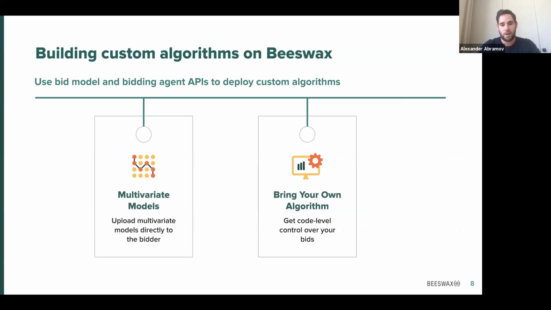So multivariate models, or bid models, was an API that we built for clients that have data science resources, right? They understand how to house data, how to process it, how to analyze it, how to deploy statistical learning methods on top of them to create custom algorithms, but they don't necessarily have the engineering resources to place that custom algorithm in a server somewhere in AWS, plug it in and monitor it for latency and whatnot.